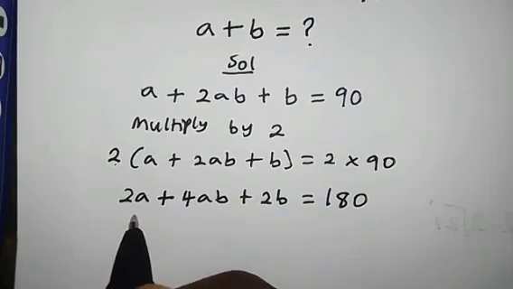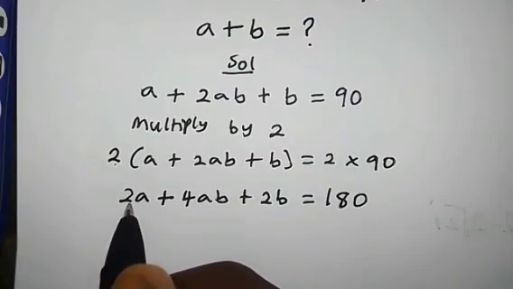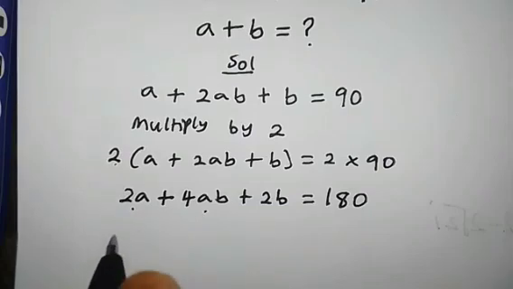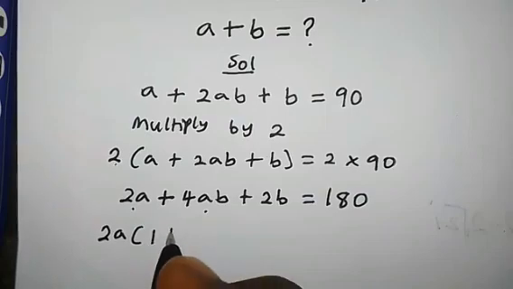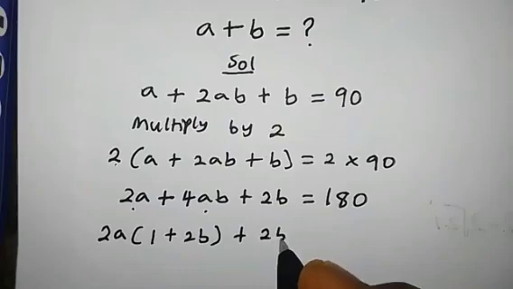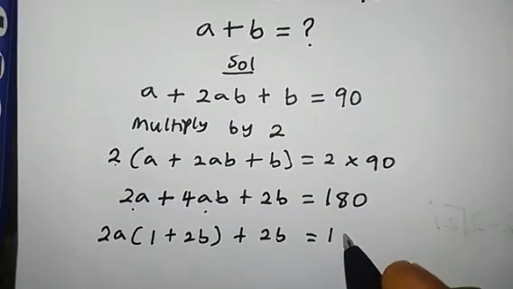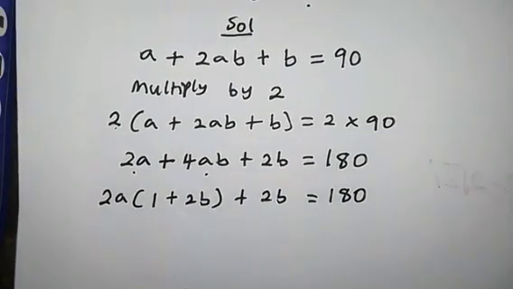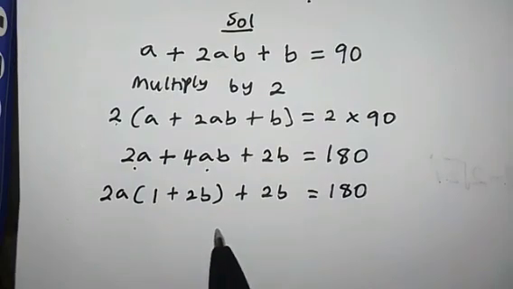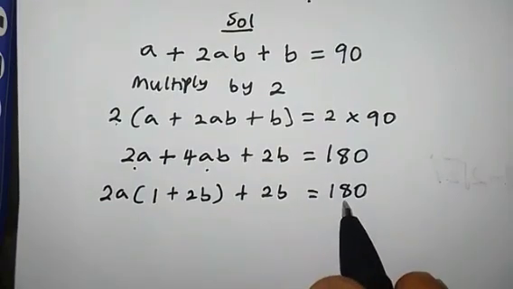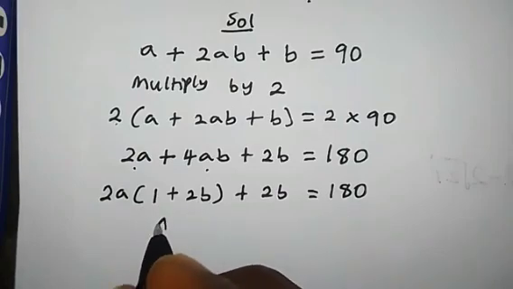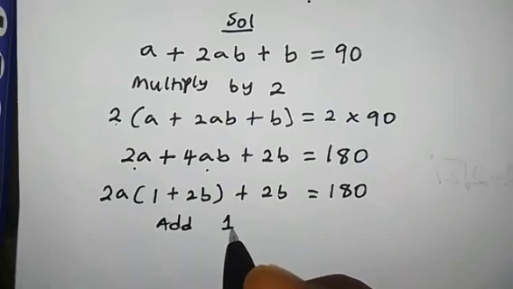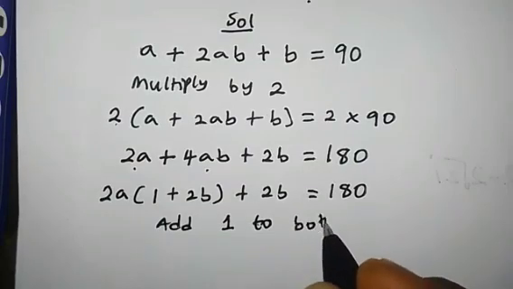You will see that we can factor out 2a from these two guys. Doing that, we have 2a into 1 plus 2b plus 2b equal to 180. The next thing we have to do is to add 1 to both sides so that we'll be able to factor out 1 plus 2b. Add 1 to both sides.